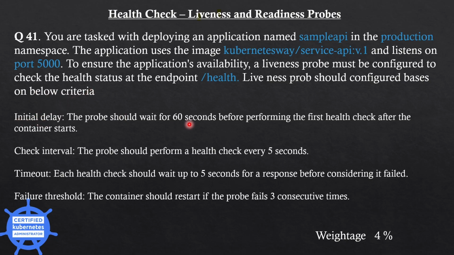Initial delay: the probe should wait for 60 seconds before performing the first health check after the container starts. Check interval: the probe should perform a health check every 5 seconds. Timeout: each health check should wait up to 5 seconds for a response before considering it failed. Failure threshold: the container should restart if the probe fails 3 consecutive times. Okay, without delay, let's go to the cluster.